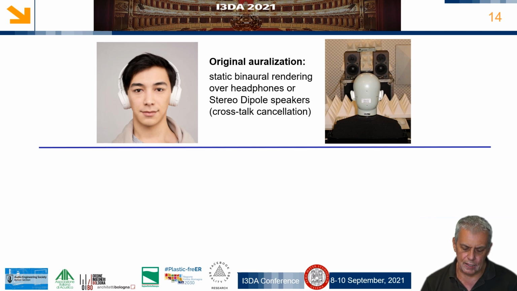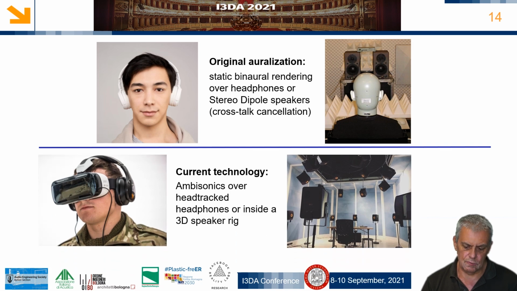The traditional way of listening is static binaural, so with just a stereo impulse response, which is good for listening over headphones or over a loudspeaker pair with crosstalk cancellation. But now, thanks to high-order ambisonics rendering, we can have headphone listening with head tracking, or we can feed a multi-channel loudspeaker array for full three-dimensional rendering, where the listener can rotate his head and still have a good spatial rendering and correct location of the sound sources.